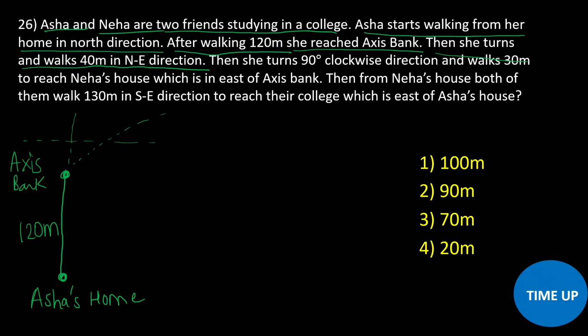Correct? So she walks 40 meters in the northeast direction. So this will be the northeast direction. So 40 meters in northeast direction. Then she turns 90 degree clockwise direction. Now see, this is a northeast direction, correct? Students, this is northeast direction. This is your north. I hope you can see this.